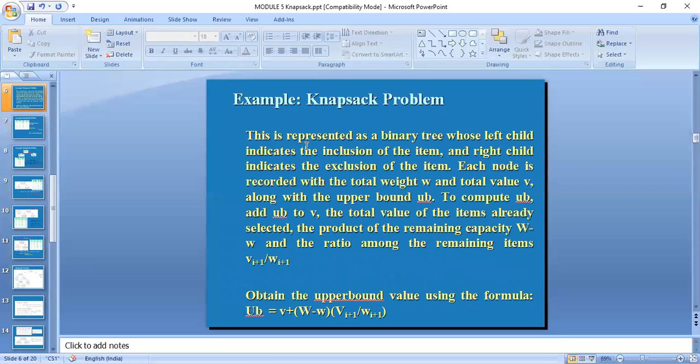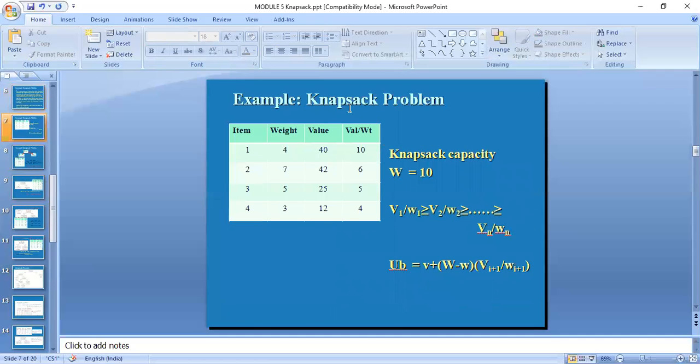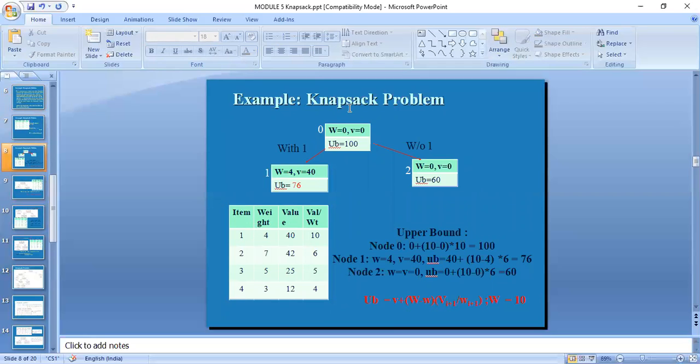So we have followed the same thing from the beginning, and now you know that the tree consists of only 2 children, the left child and the right child. The left child is the inclusion of the item, and the right child is the exclusion of the item. When you include the item, you add the weight as well as the value. When you exclude the item, you should not add the weight and the value. Whatever is there in the parent node will be considered as it is. So now for each node, you need to calculate the upper bound value. So here, for example, we are calculating for node 1 and node 2.